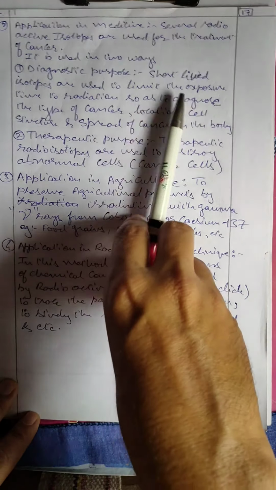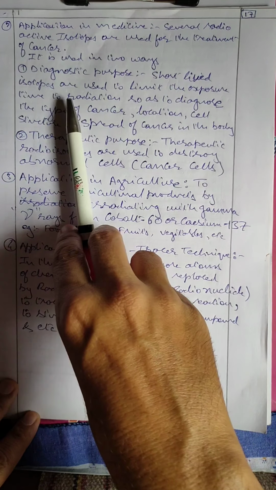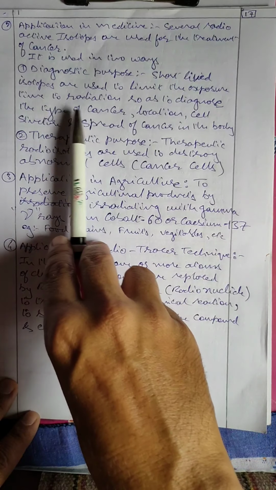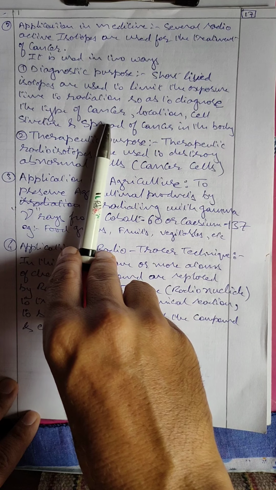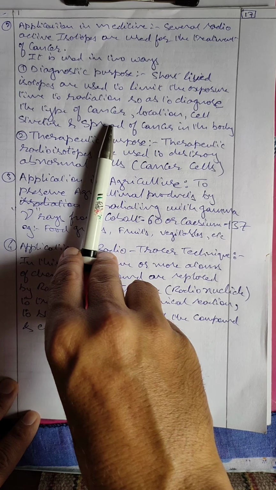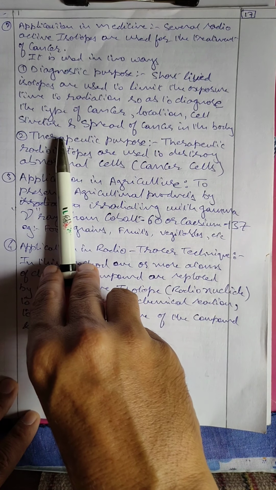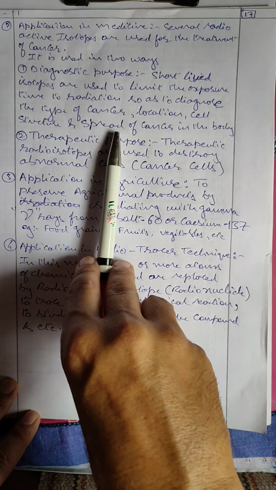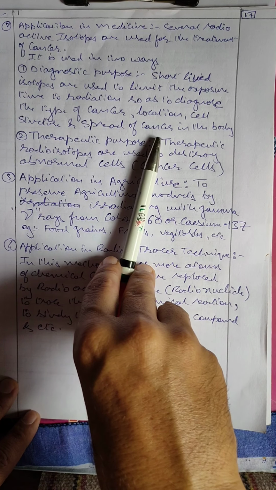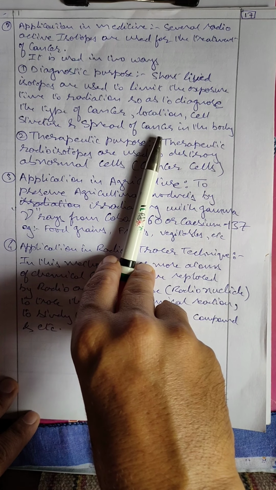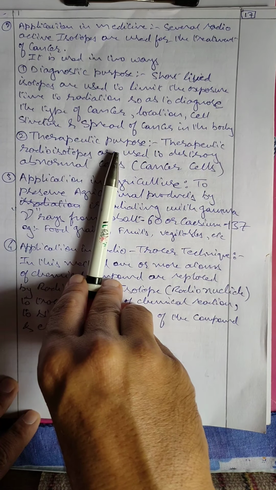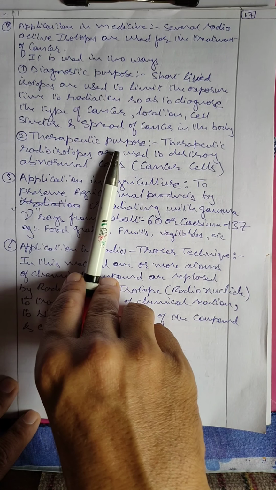So what we do, we use short-lived isotopes, which limits the exposure time to radiation and helps in diagnosis of the cancer. That means where the cancer is located, what type of cell, or what is the structure of the cancer cell, how much it has spread into the body, etc., which is needed for the next advanced stage, which is called therapeutic purposes. The second use is therapeutic purposes.